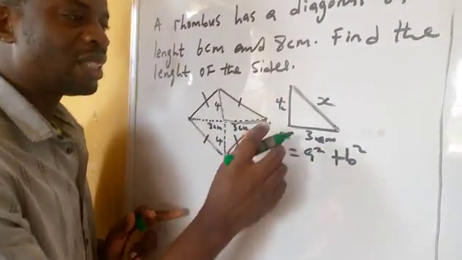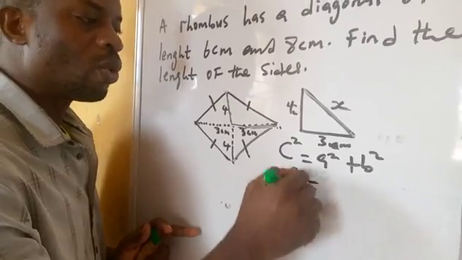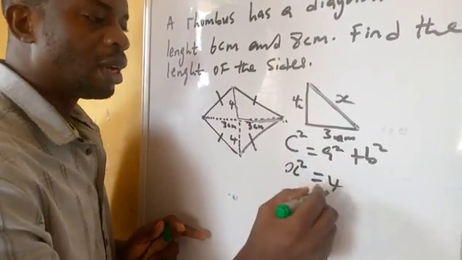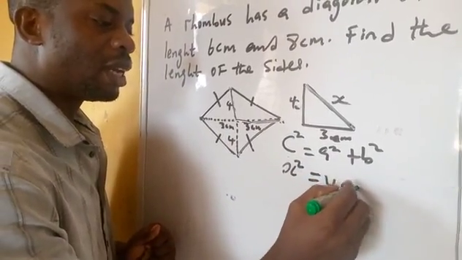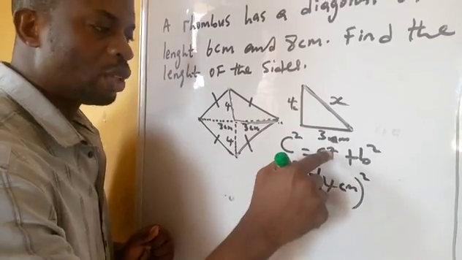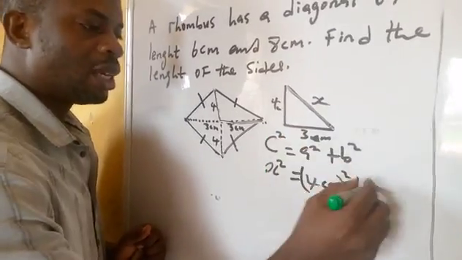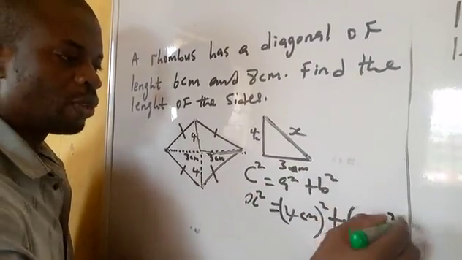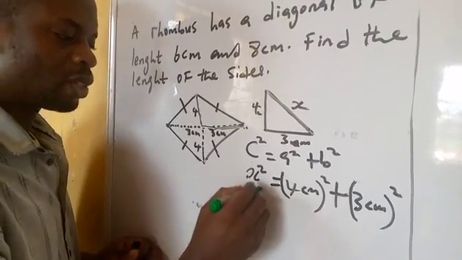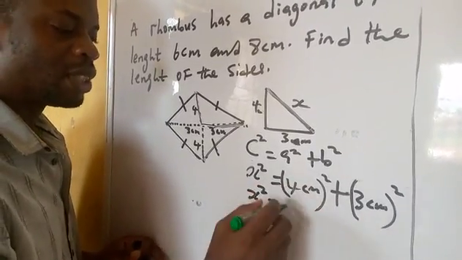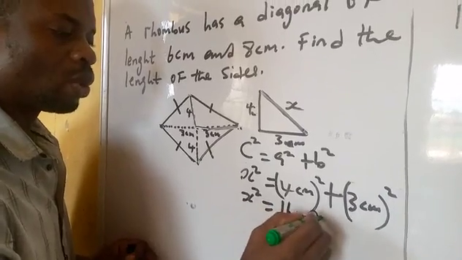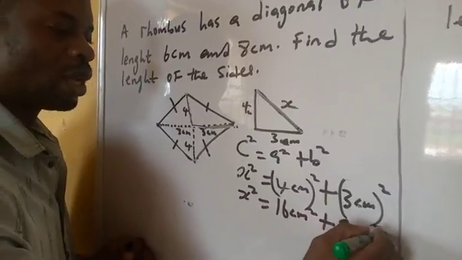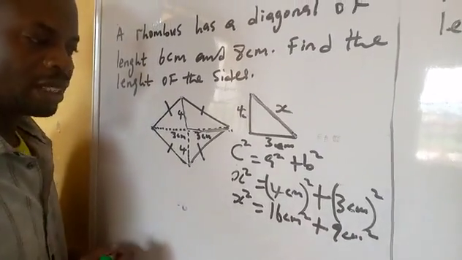So if this is your c, it means we're having x squared equals a squared plus b squared. Do you understand? Let's say my a is 4 cm. You understand? (4 cm) squared, according to the formula, plus b, (3 cm) squared, according to the formula. So I'll just say x squared equals 4 cm times 4 cm is going to be 16 cm squared, plus 3 cm times 3 cm is going to give me 9 cm squared. Do you understand? Do you get it?